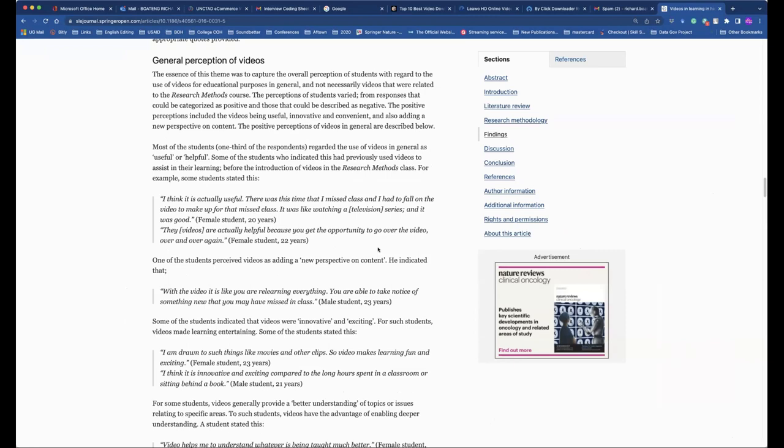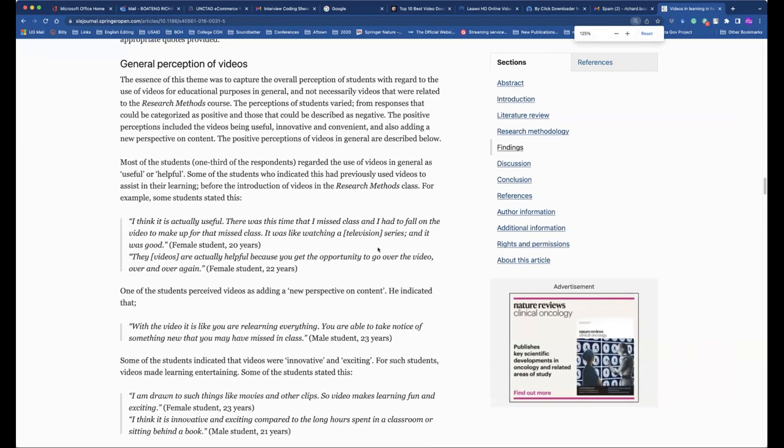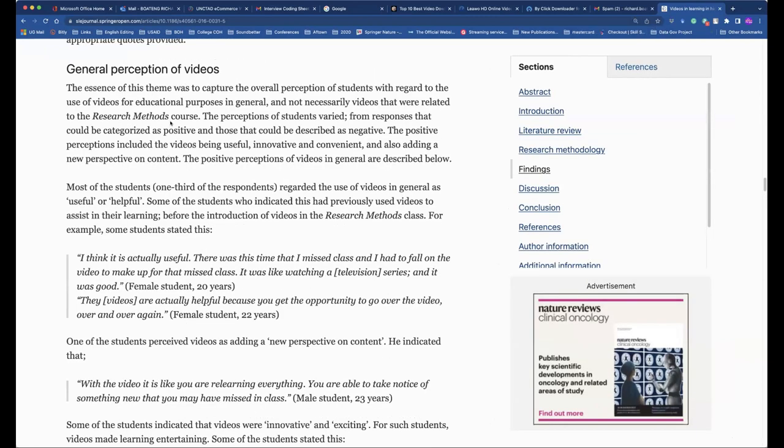Now, guys, gentlemen and ladies, can you see this particular thing? So this is the general perception of the video. This was the question that we were asking. What is the general perception of the students concerning the videos? Okay, so we said most of the students regarded the use of the video in general as useful or helpful. What you are seeing here are themes or quotes.